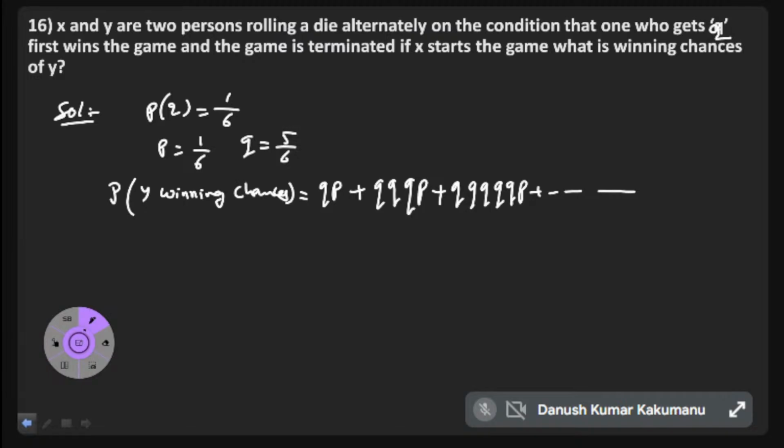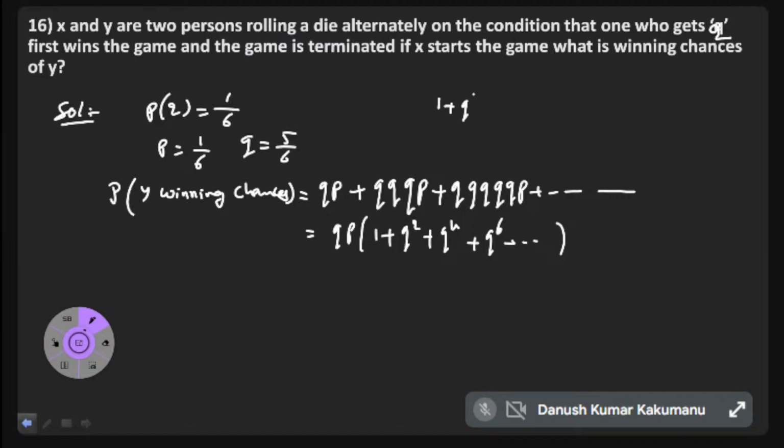In the question, nothing is mentioned about how many times they are throwing a die. What is common in all of them? Q into P is common. Then 1 plus Q square, Q power 4, Q power 6, plus so on. Understood? What is this 1 plus Q square, Q power 4, Q power 6? It is an infinite geometric series.